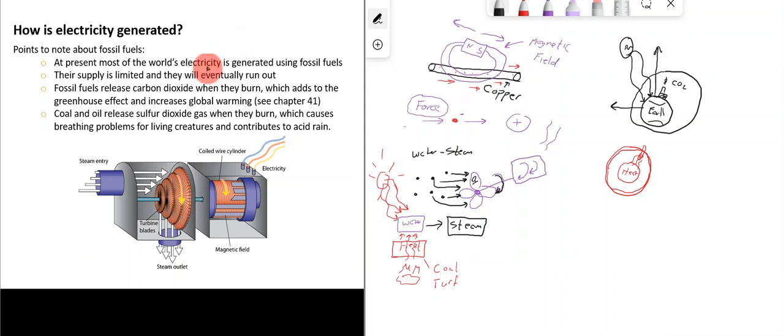Okay, so that was the first piece that we looked at, how to generate electricity, and we will look at some more of this in the next lessons.